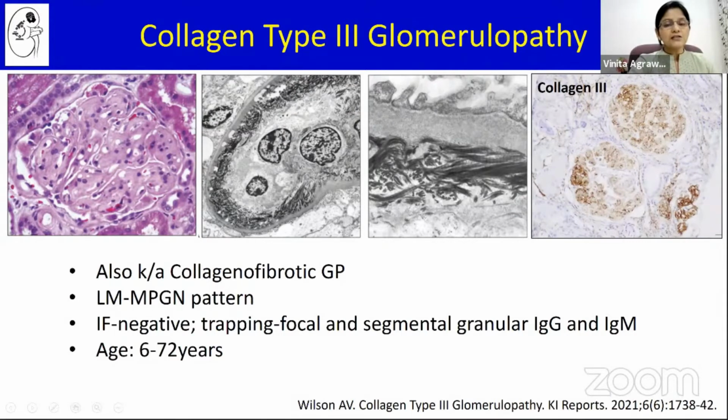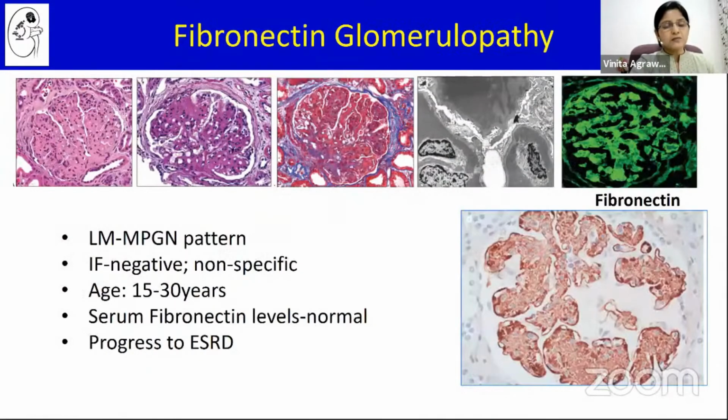Another condition is fibronectin nephropathy, which is a relatively rare disease. The histochemical stain really helps in making a diagnosis.